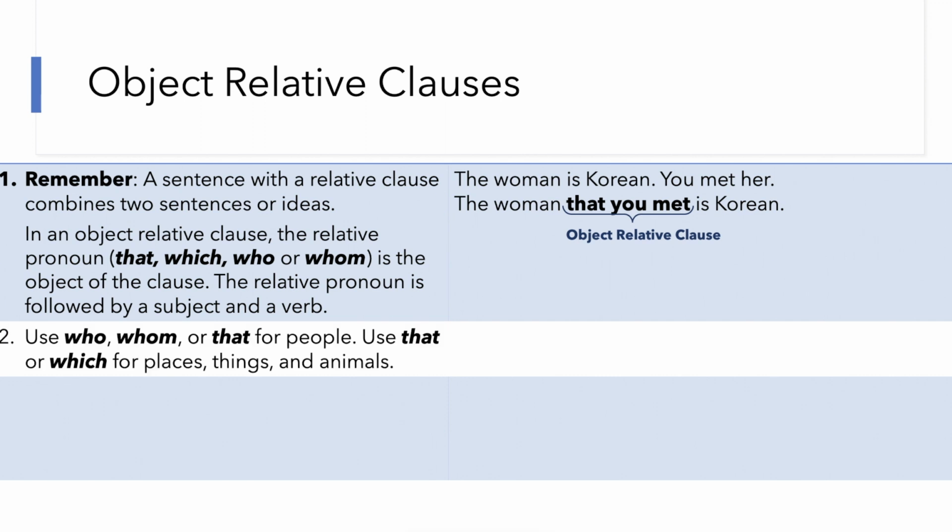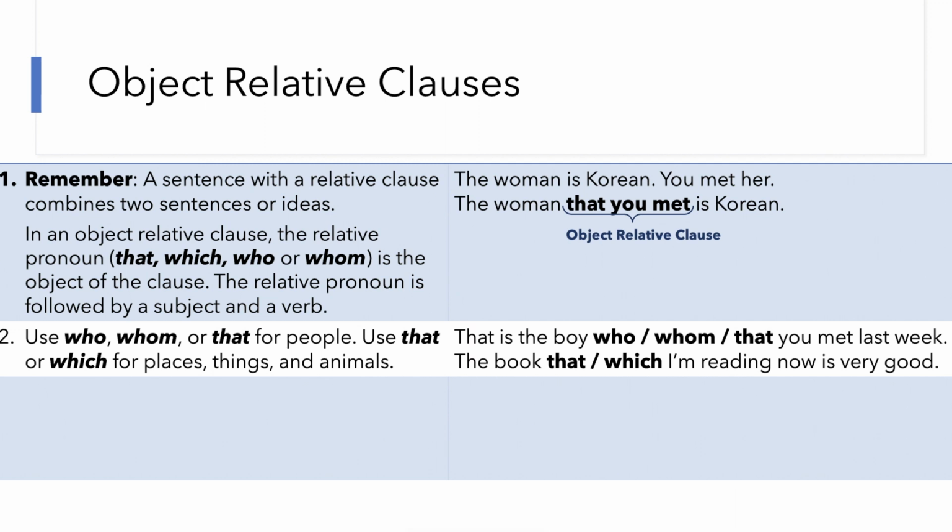Let's look at rule number 2. Use who, whom, or that for people, and that or which for places, things, and animals. We can say, that is the boy who you met last week, or that is the boy whom you met last week, or that is the boy that you met last week. They're all good. And you can say, the book that I'm reading now is very good. Or you can say, the book which I'm reading now is very good. Really, most people would say that, but it's your choice.